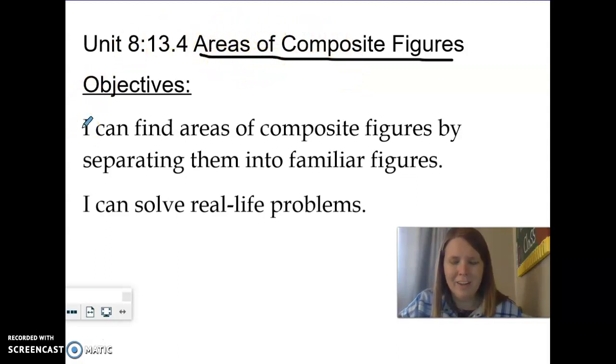I think area is actually a lot easier than finding the perimeter of your composite figures, just because it's not as much of a guessing game on what you need to add. It's just thinking about what shapes are there and finding the area for each one of those shapes. I've got two different icons today. I can find area of composite figures by separating them into familiar shapes, just like I was explaining, and I can solve real life problems.